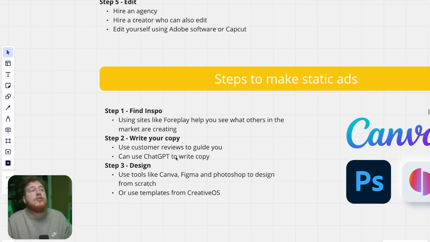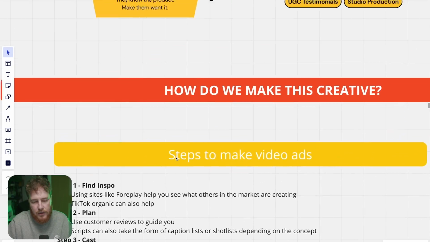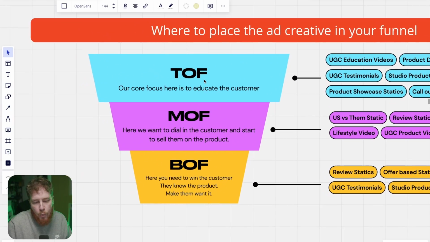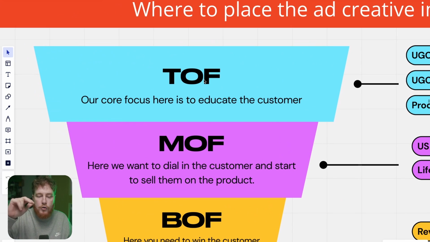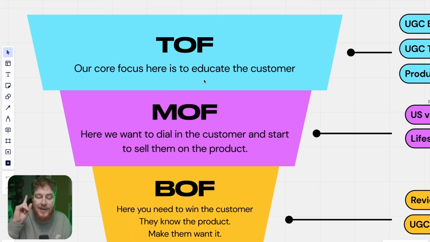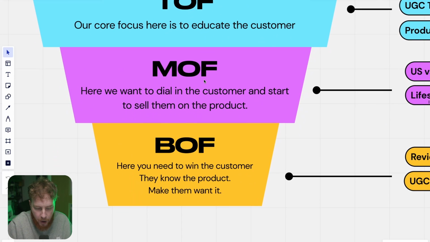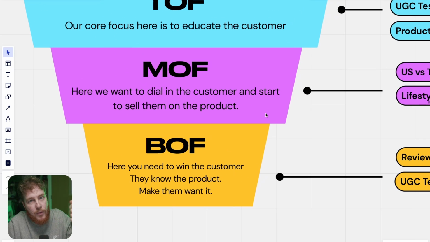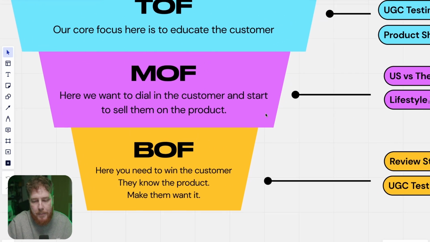So that's all great. So we've picked our advert, we've made our advert, but now whereabouts do they sit in the funnel? Well, I made this little guide and hopefully this will help you. So let's break down what the funnel is. First of all, top of the funnel, core focus here, we want to educate the customer. Middle of the funnel, here we want to dial in the customer and start to sell the product. Bottom of the funnel, we want to win the customer, and we want them to know the product by this point, and now we want to turn the key, we want to make them want it.